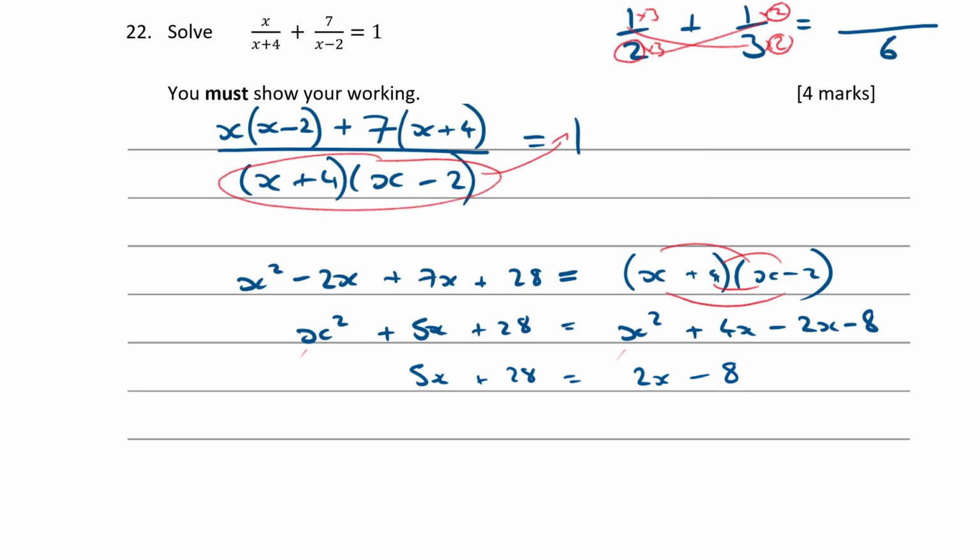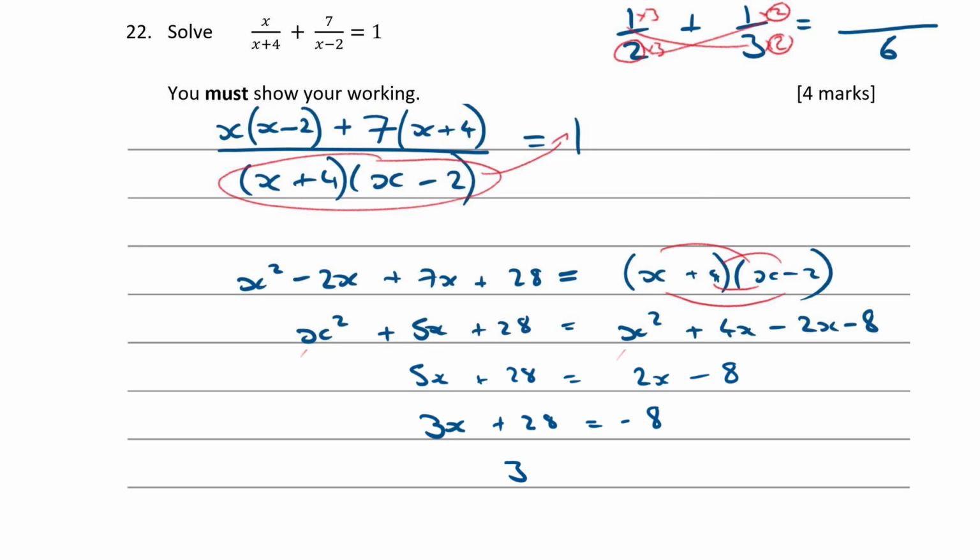So taking 2x away from both sides, it's going to give me 3x. And then just finish this off. 3x plus 28 is equal to minus 8. And then taking 28 away from both sides, I'm going to get 3x is equal to, what's 8? Minus 8 take away another 28 is minus 36. Negative 36. So 3x equals negative 36. Dividing both sides by 3 is going to get x is equal to negative 12.